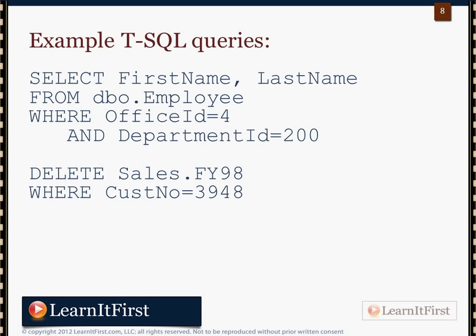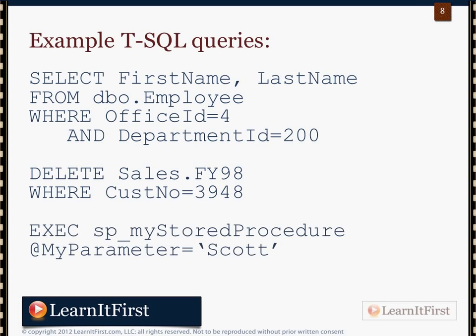Here's a delete statement: delete sales.fy98 where customer number equals 3948. We're saying remove the rows. That's what the delete query does. The delete statement will actually remove rows from the sales.fy98 table that meet the criteria.